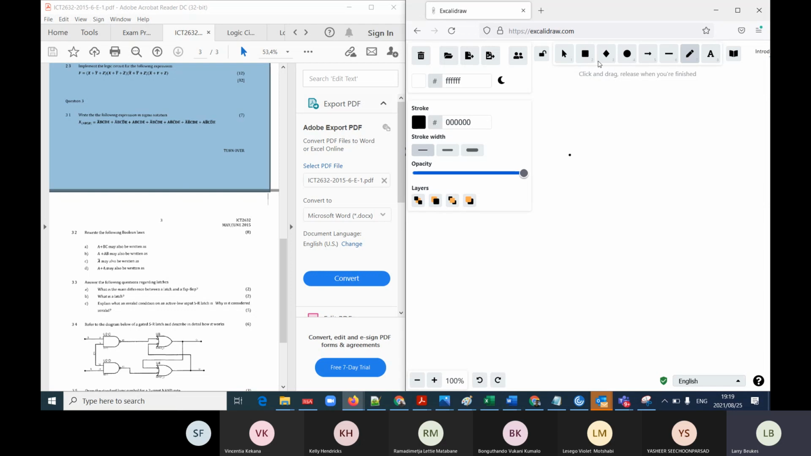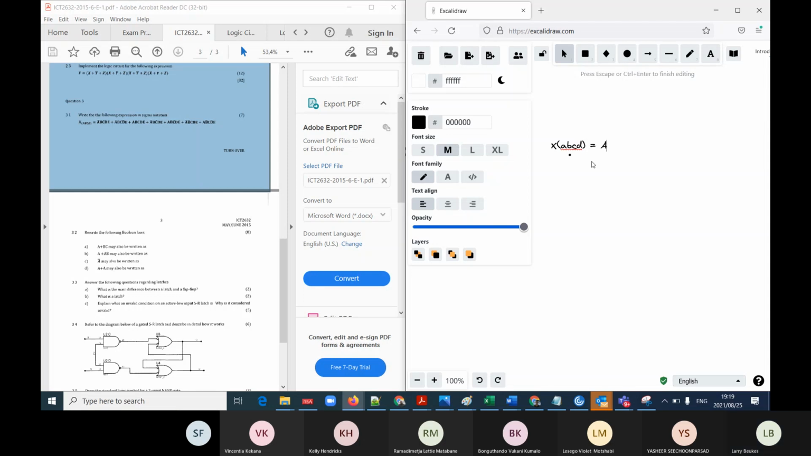Okay, guys, I just want to write the question down. So this is X, A, B, C, D, X, A, B, C, D, which equals A, B, C, D, A, B, C, D, plus A, B, C, D. How many times? 2, 4, 6, 7 times.